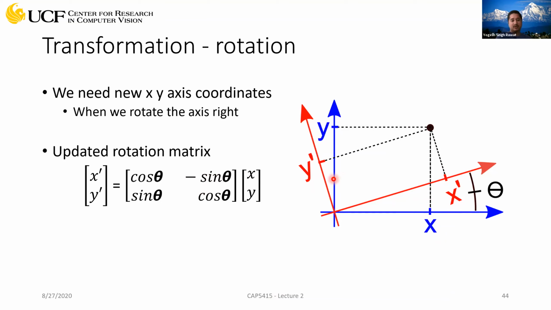You can do similarly for the y-axis. This time it's going to be sine theta and cos theta. This is positive because it's falling in this plus and plus region. So remember, we're starting from the red one, not the blue. The blue one is in the plus and plus region of this Cartesian coordinate. Okay. So that was rotation.